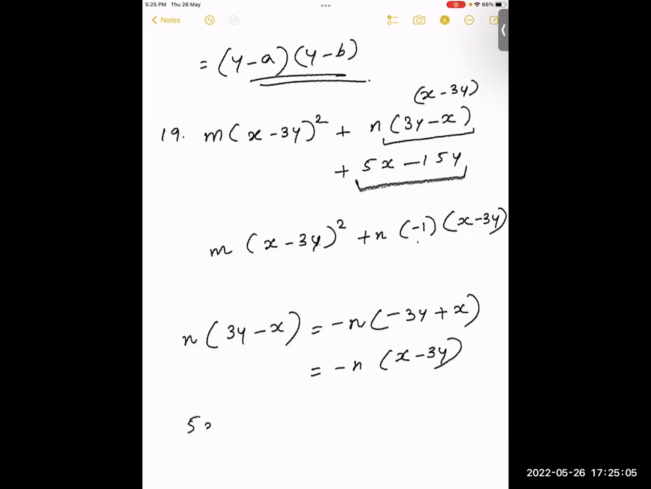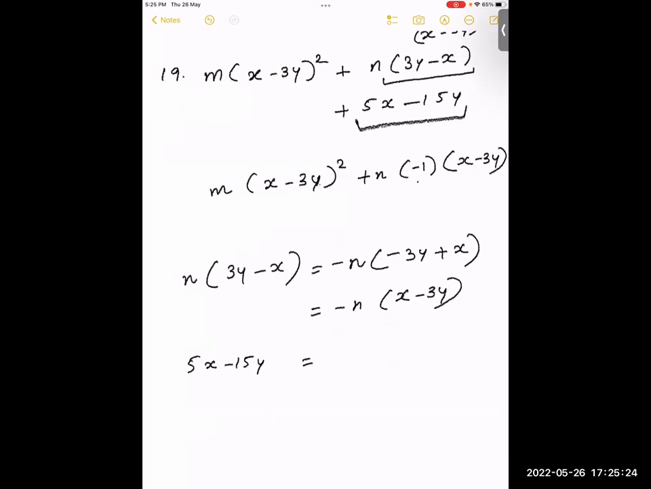Now look at 5x minus 15y. Is there anything common there? Ma'am, can you divide the 15 by 5? You'll get 3y. Not divide, the common factor. Take the common factor out. What is common there? 5 is common. Take out 5. What am I left with? x minus 3y. So I got x minus 3y from that also.